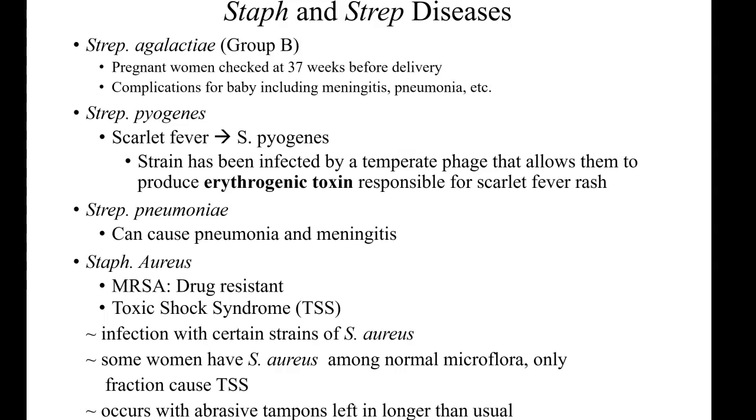Strep pyogenes, talked a little bit about that with strep throat. It can also cause scarlet fever. Now, this isn't all strains of strep pyogenes. This is a particular strain that's been infected with a temperate phage that allows them to produce this toxin, which is responsible for scarlet fever. So, I have known friends who had kids whose child had strep throat and then it ended up in scarlet fever. Of course, we can treat this with antibiotics.